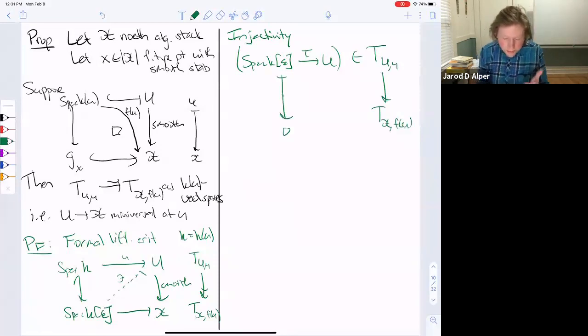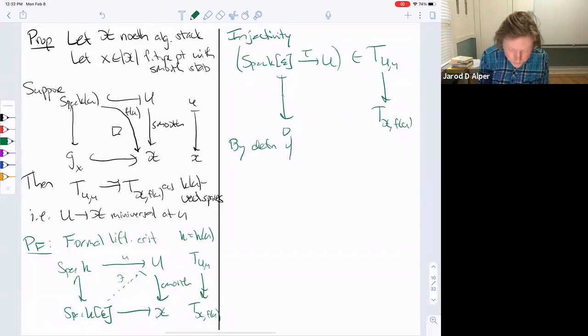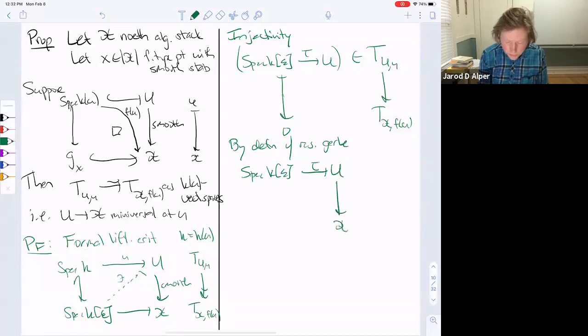Well, what that means is that the composition is then the zero tangent vector, which means that it's equivalent to just the trivial one, which is the factorization, that the tangent vector factors through spec k. And by the definition of the residual gerbe, if you think about the composition of this tangent vector with the map to X, we actually know that this map factors through spec K, so it definitely factors through the residual gerbe.